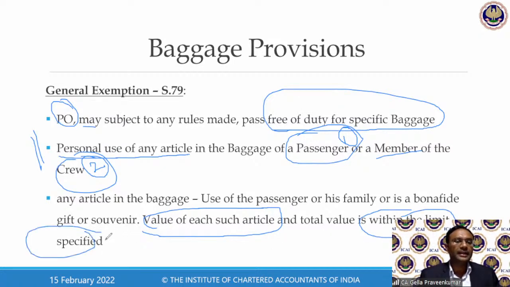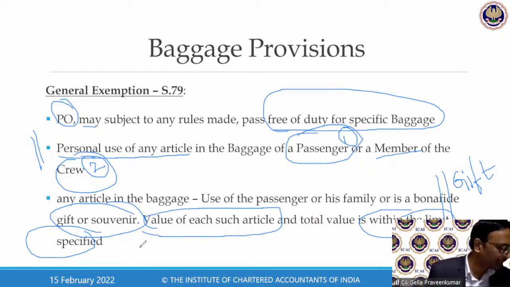So your point comes here, ma'am. Now I can carry something as a gift. I can carry something as a souvenir. I can carry something as a gift or souvenir. How is that permitted? It is permitted up to a limit specified. This is covered in Section 79.